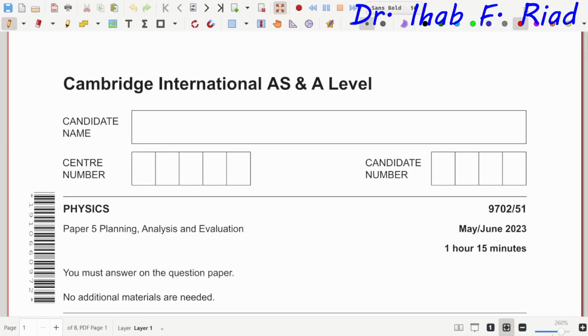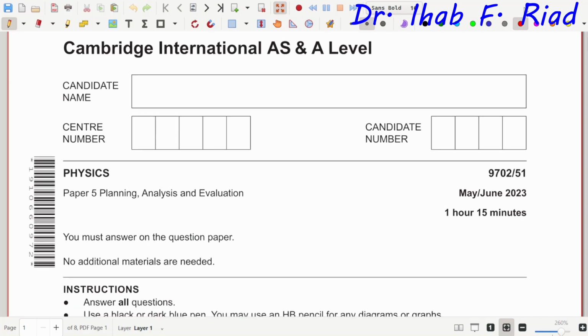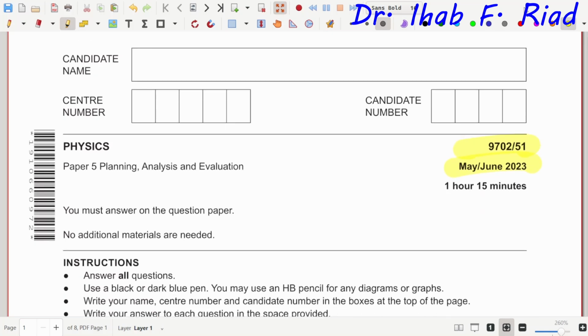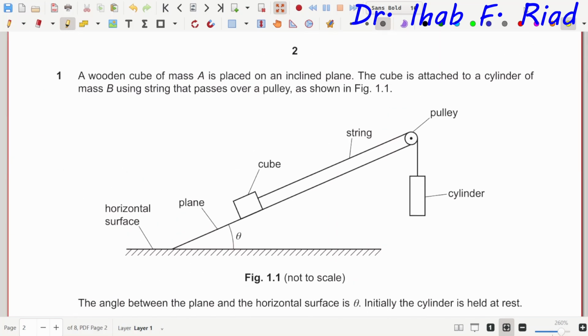Today we are going to go through paper 5 for the May-June 2023, variant 51. We are going to comprehensively solve this paper. So let us get going.